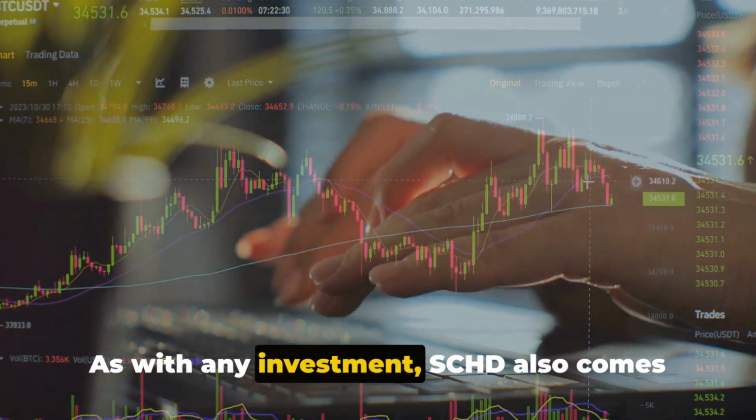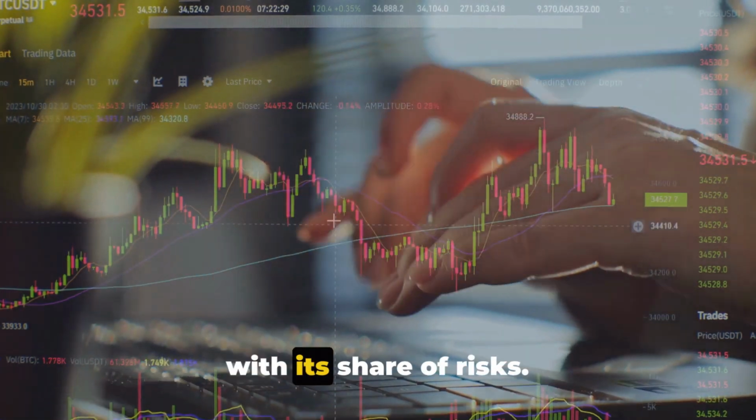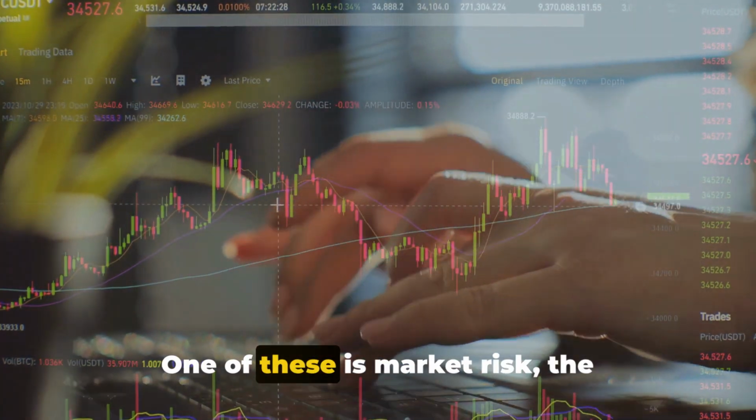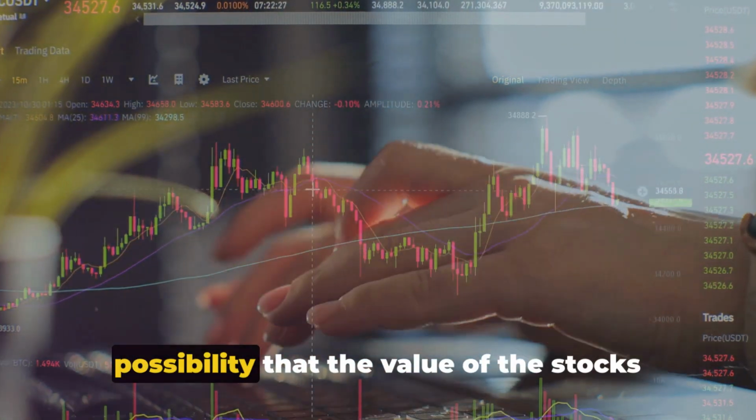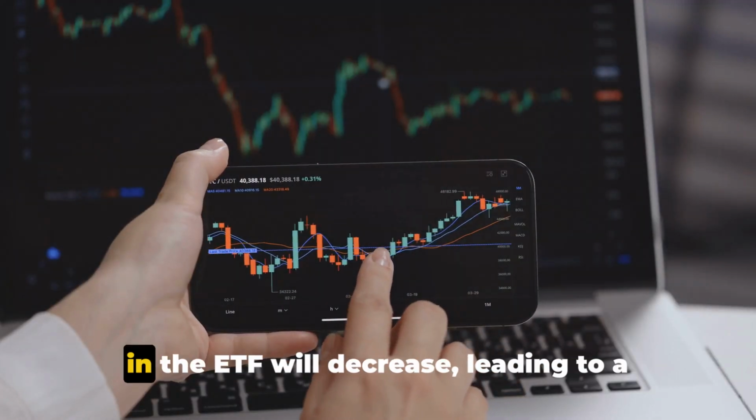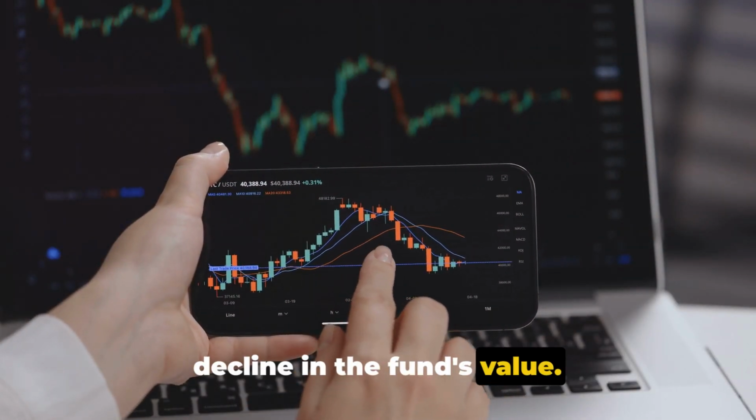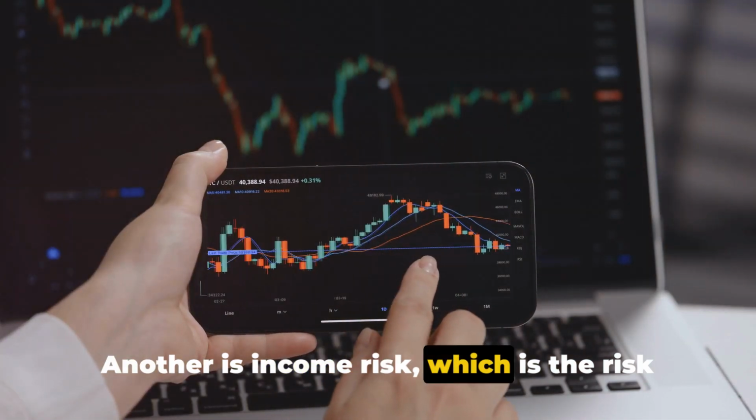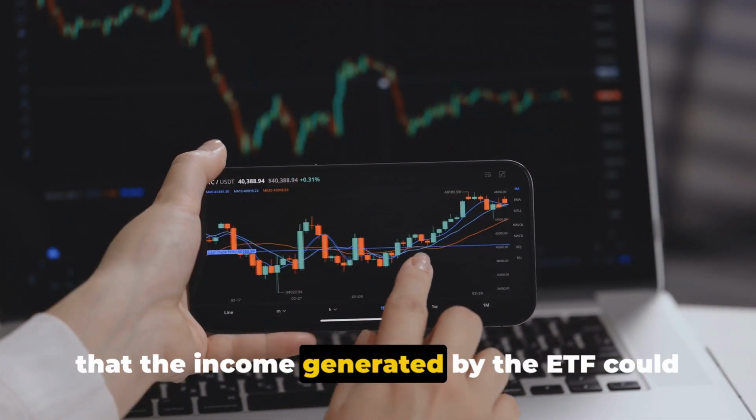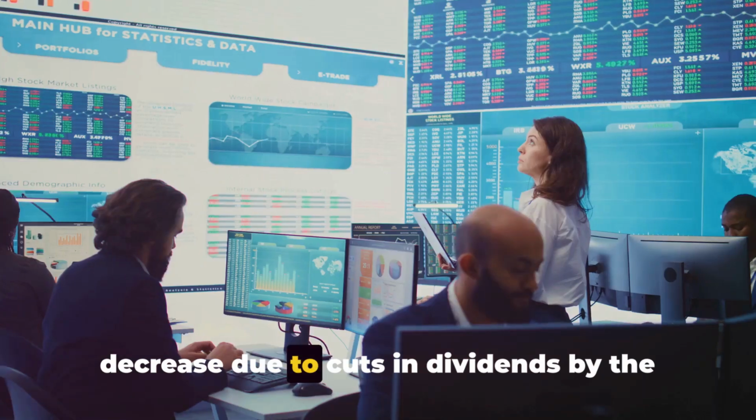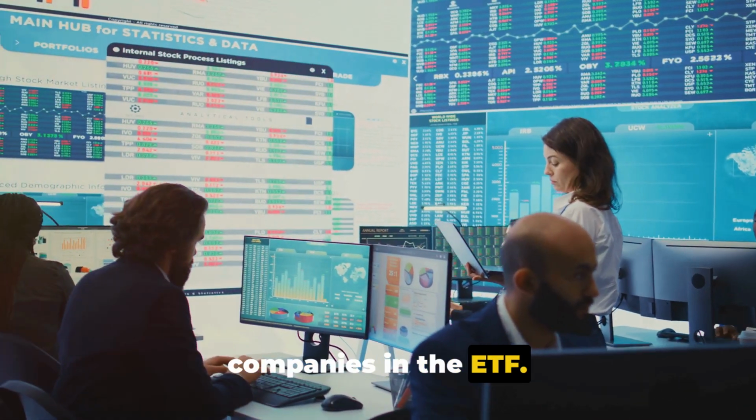As with any investment, SCHD also comes with its share of risks. One of these is market risk, the possibility that the value of the stocks in the ETF will decrease, leading to a decline in the fund's value. Another is income risk, which is the risk that the income generated by the ETF could decrease due to cuts in dividends by the companies in the ETF.